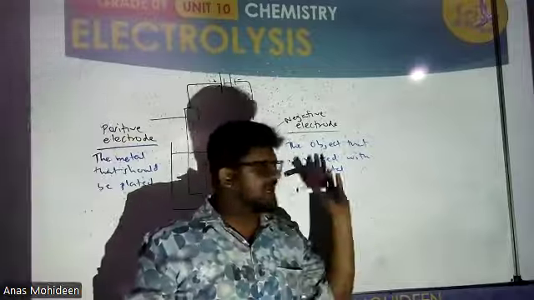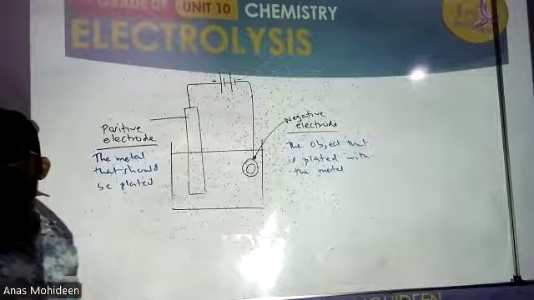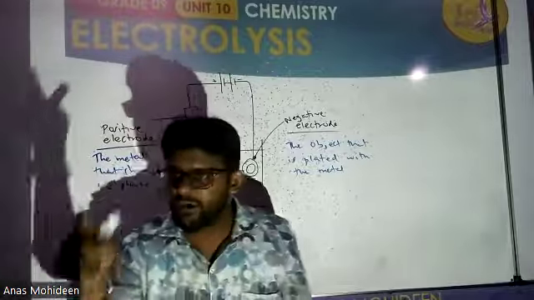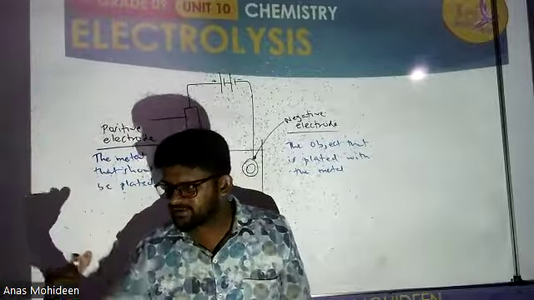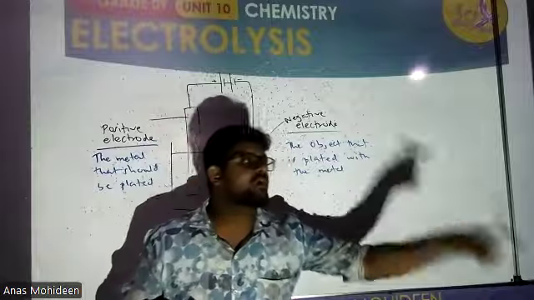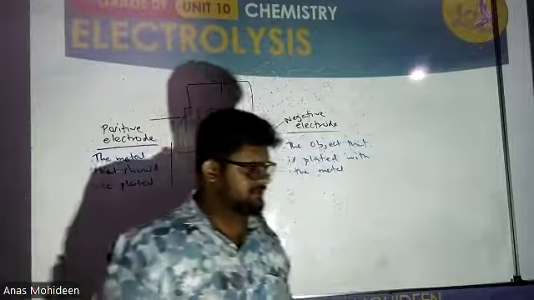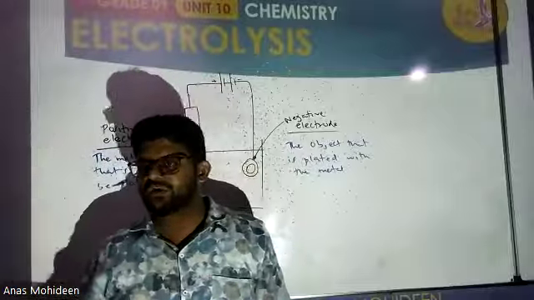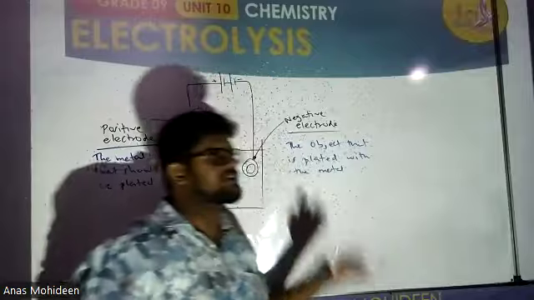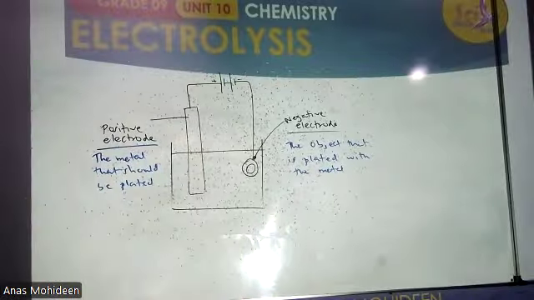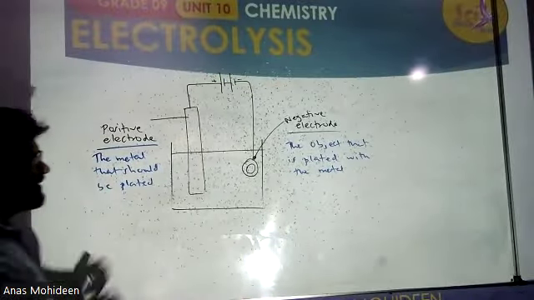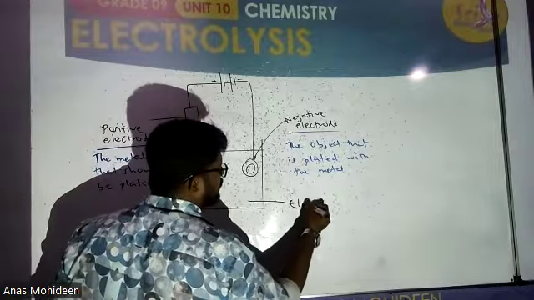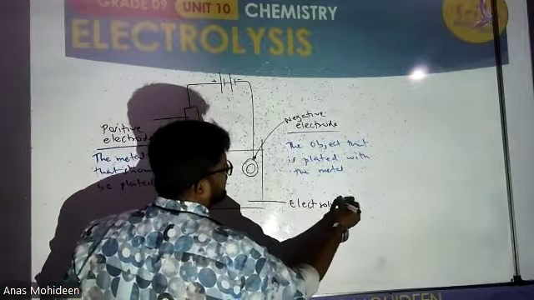Where you want to plate? On the iron ring. The iron ring should be the negative. What you want to plate should be the positive electrode. Where you want to get it plated should be the negative electrode. Got it? And the electrolyte, what should be the electrolyte?